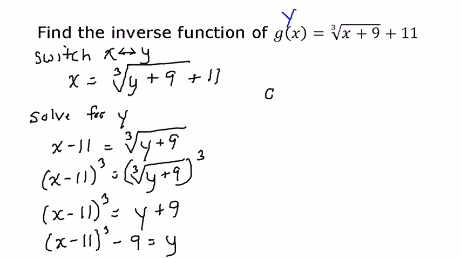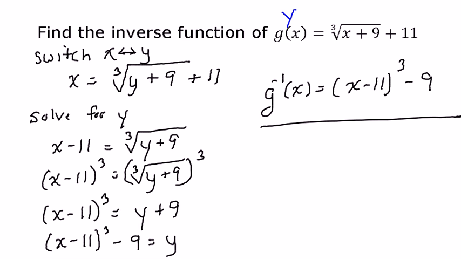So the inverse function is the y. The inverse function is the x minus 11 to the third power minus 9. So inverse functions, you just switch x and y and then solve for y, because that's what inverse functions do. They switch the x and the y.